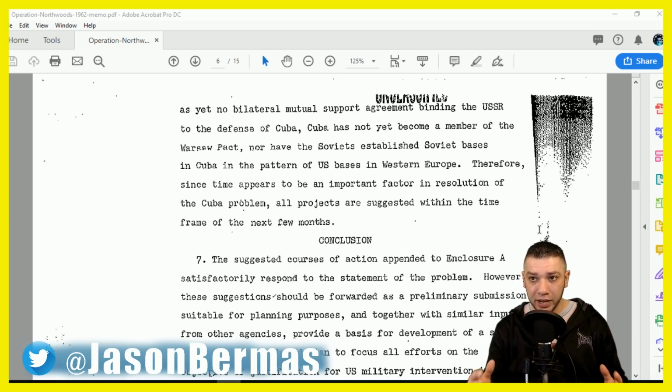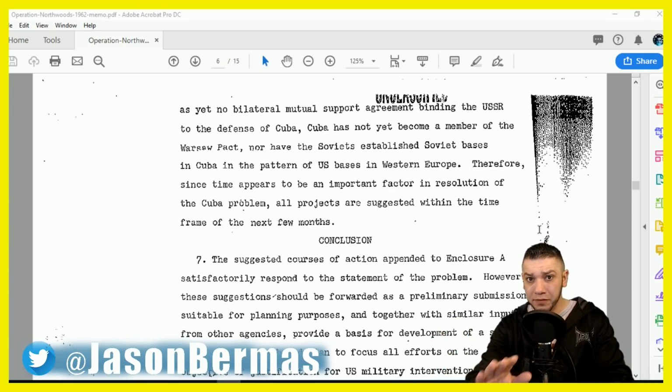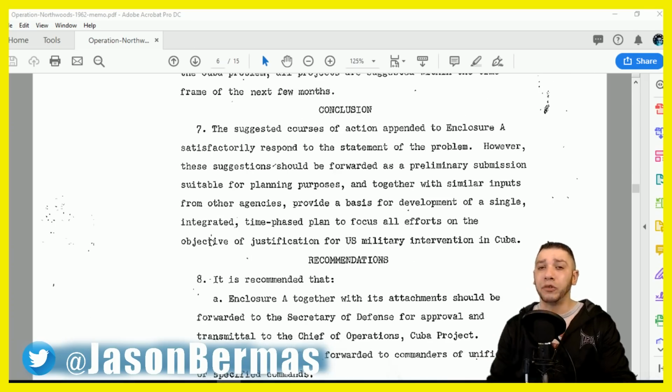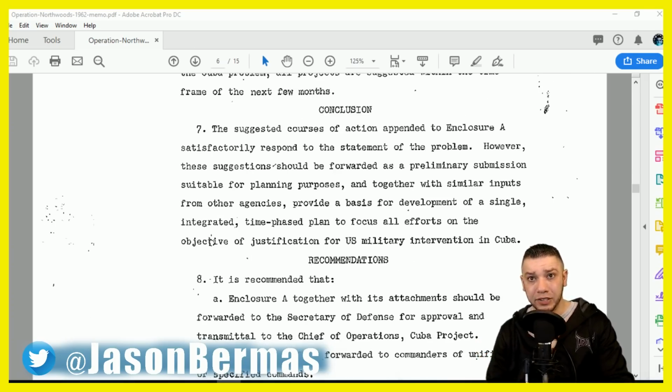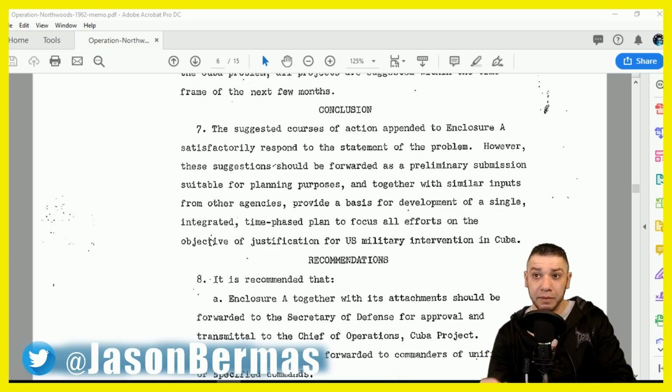So again, they're gearing up in 1962 to try to, in the next few months, provoke the United States to go in. And yes, we know all about the Bay of Pigs, but some of these other programs that we're going to get to, we're about halfway through this document, show you how nefarious our government is. Conclusion, the suggested courses of action append to Enclosure A satisfactorily respond to the statement of the problem.